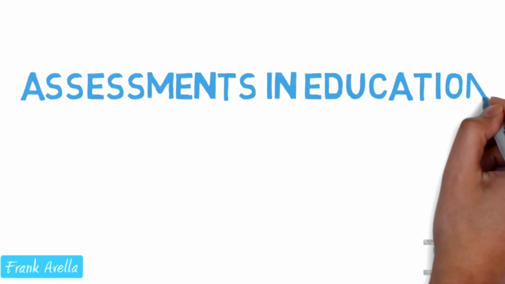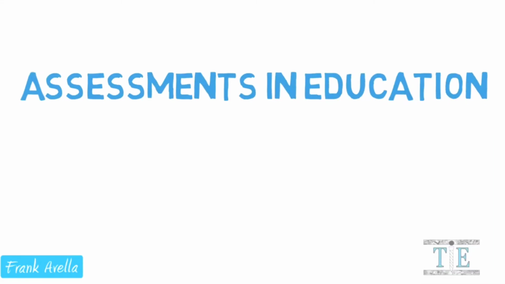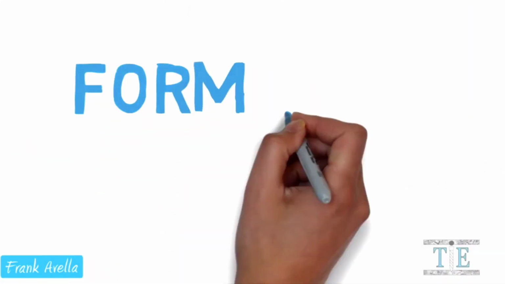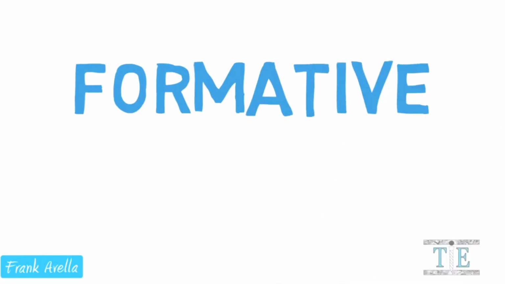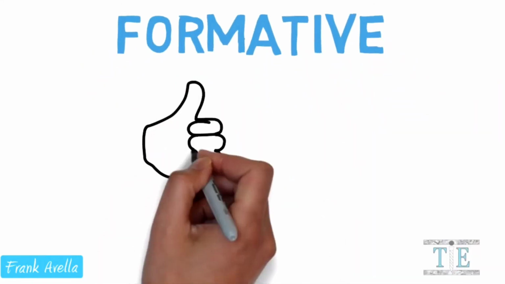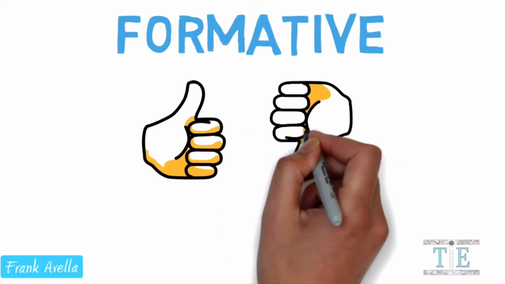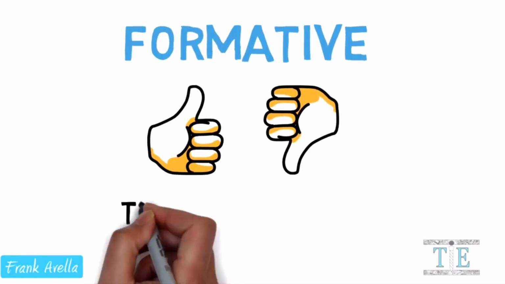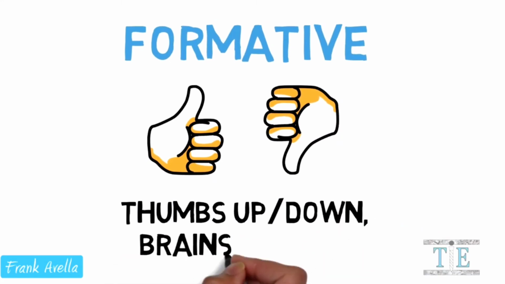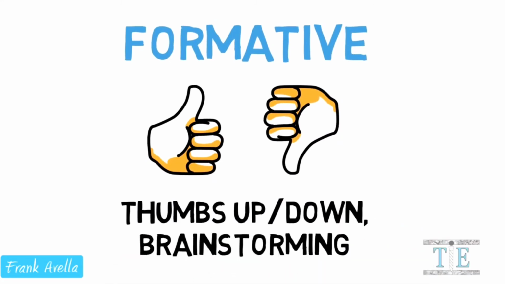Assessments in education. There are various types of assessment, and here are your top examples. First up, formative assessments. Used during the teaching process, and it's a quick check for understanding. Some examples include thumbs up, thumbs down, brainstorming.